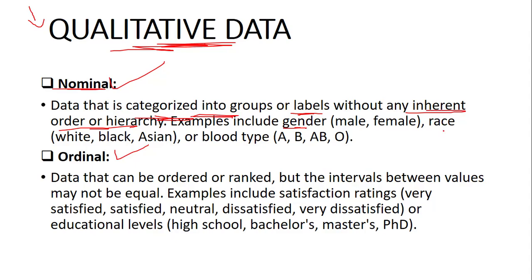It's the same with race, right? There's white, black, and Asian. Then blood groups, there's A, B, and O. So these are some of the examples of nominal data. And then now there's ordinal data.